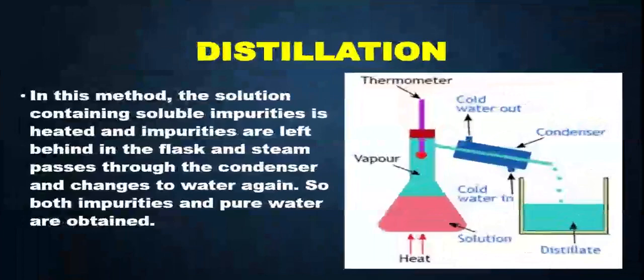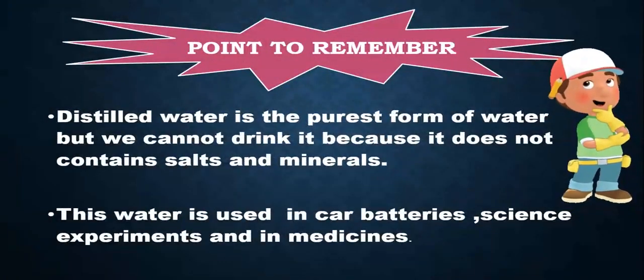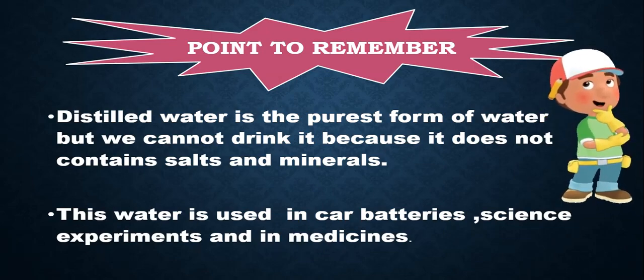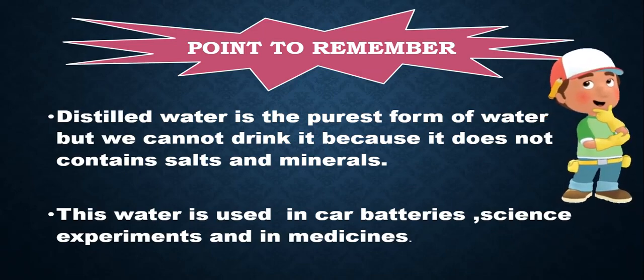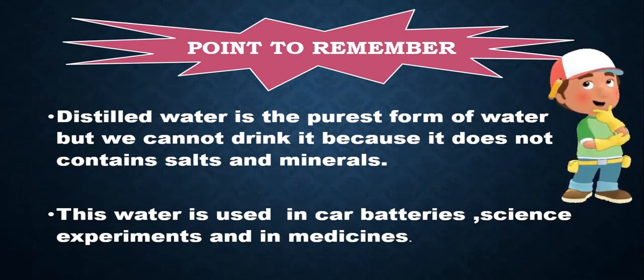Children, the water obtained here is known as distilled water, and this is the purest form of water. But we cannot drink it. Do you know why we cannot drink it? Because it does not contain any salts and minerals. So we cannot drink distilled water, but we can use this water in car batteries, science experiments, and in medicines. So, children, that's all about distillation.